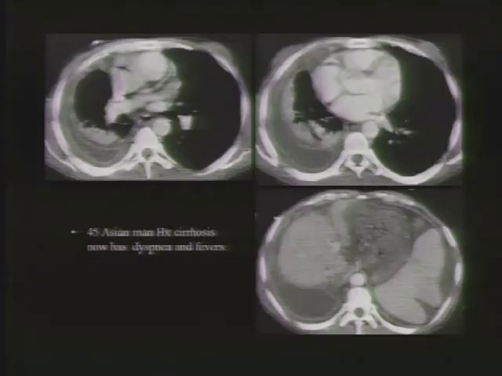This 45-year-old Asian man has a history of cirrhosis and complained of dyspnea and fever. He has an obvious pleural effusion on the right. It appears to be at least partially loculated, and it has diffuse, smooth pleural thickening.